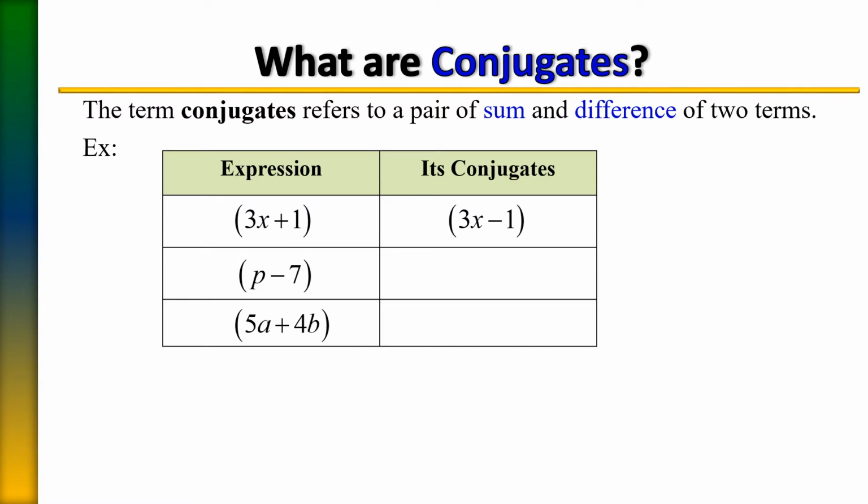P minus 7. The conjugate of that would be, you got it, P plus 7. They are just opposites of that pair. 5a plus 4b. The conjugate of that would be 5a minus 4b.